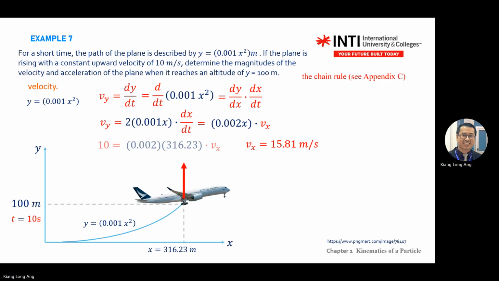Then you substitute. You have your x on the graph. This is the relationship given to you. When you reach 100 meter, your x will reach 310.23. So how do we get this one? We already explained it just now, 5 minutes ago. Substitute this one. You have one value here and one unknown. Move this one to the left. You'll get 15.81.